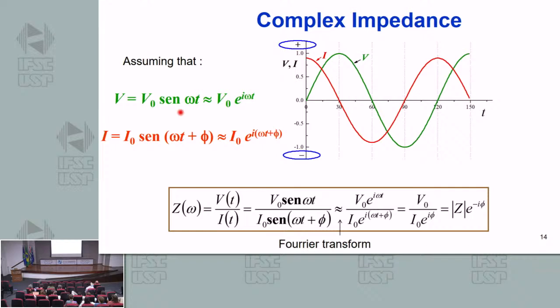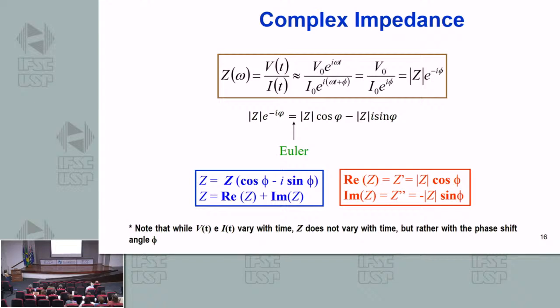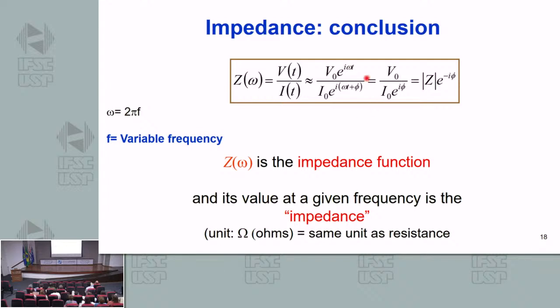So we will have, finally, after some complicated mathematical transformation here, we will transform this ratio into something like this, okay? That's why it is a complex number. So, okay, that's all. We have Z cosine phi. This is our impedance. Note that V and I vary with time, but Z does not vary with time, only with the phase shift angle, okay? Then, this is our expression.